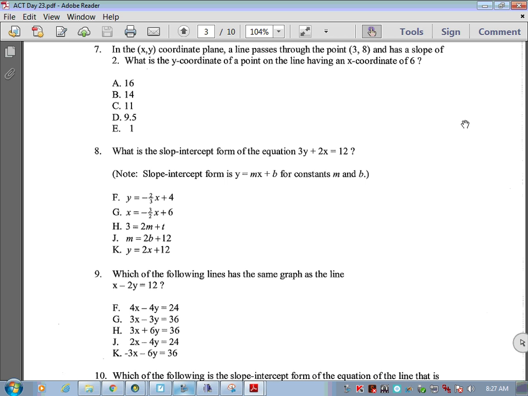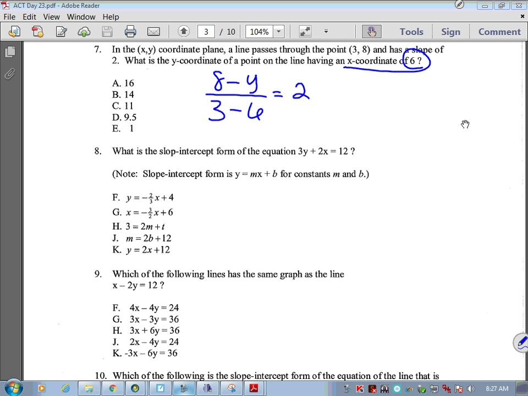Okay. We know that it has a slope of 2, correct? Okay. So slope is found by y2 minus y1 over x2 minus x1, correct? So if we know it's passing through 3, 8, I would do 8 minus y, because I have an unknown y, right? Over 3 minus 6. Okay, because I know that my x-coordinate is 6. So we know that this equals 2.